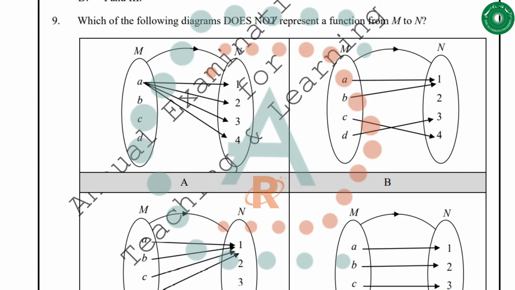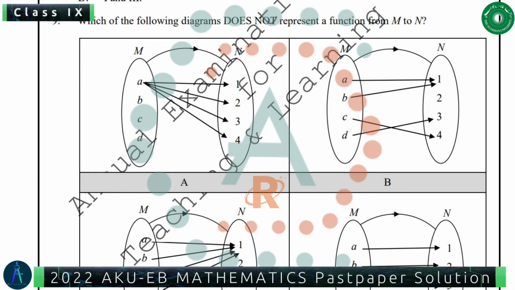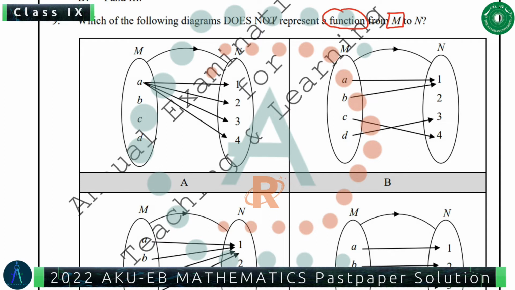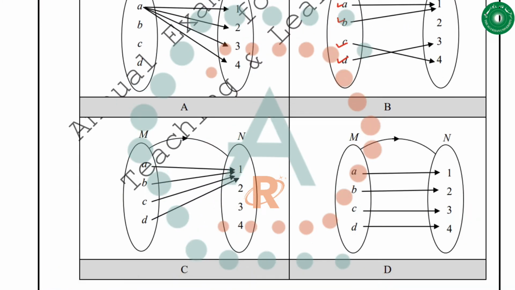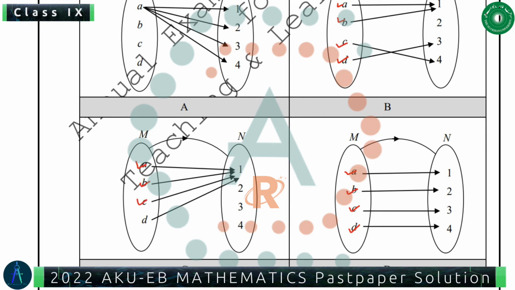Which of the following diagrams does not represent a function from M to N? So we know that for a function, the domain should be equal to set M. This means that every element of set M should have an image in set N. So all the values of M have an image in set N. Similarly, in the last two options, we can see all the elements in set M have an image in set N.